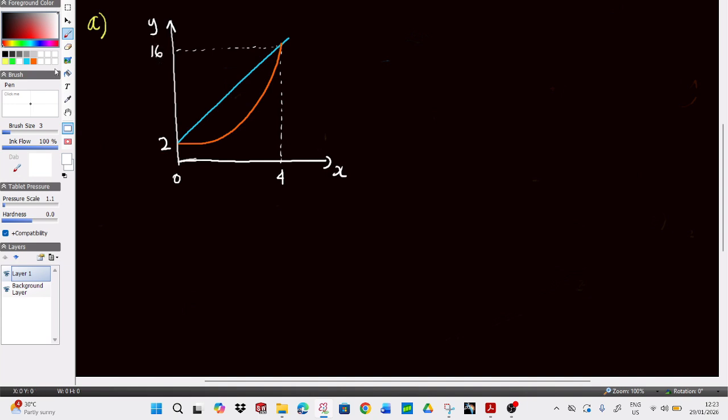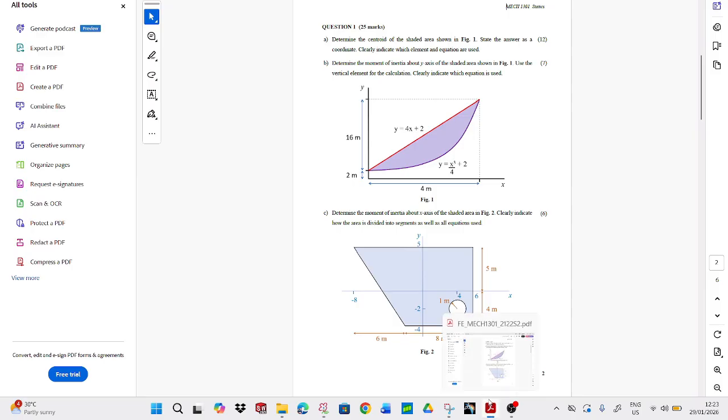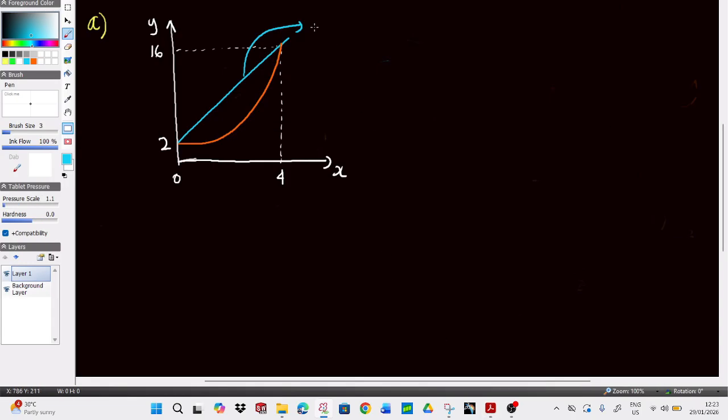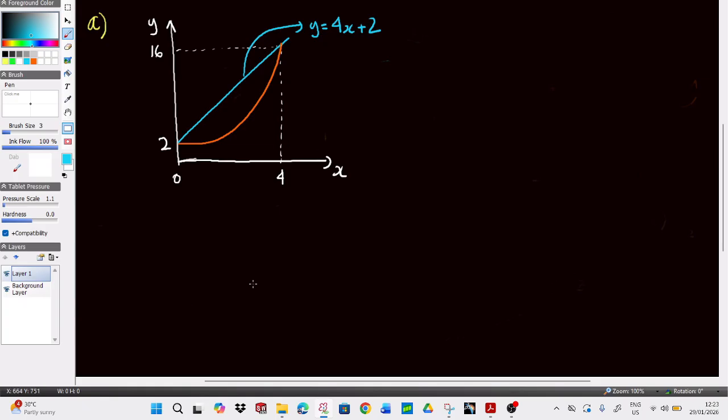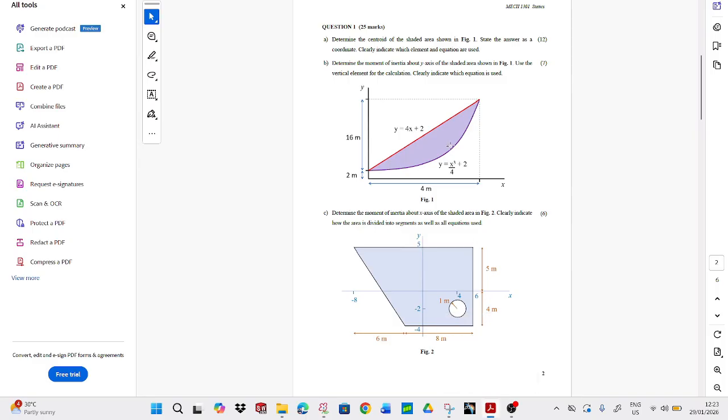For the blue curve, the equation is y equals 4x plus 2, whereas the orange curve is y equals x cubed over 4 plus 2. So we have already plotted the curves.